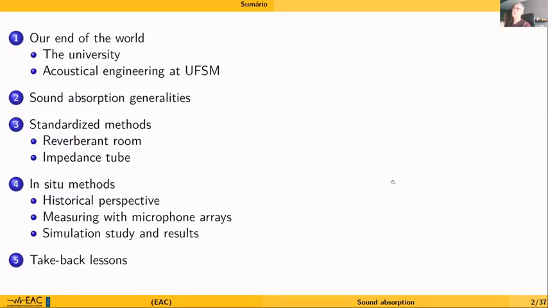For this talk today, I'll talk a little bit about our end of the world here in the university and the acoustic engineering program we have. It's mainly based on the acoustic engineering at Austral University in Chile. I'll talk a little about sound absorption generalities and a bit on the standardized methods, the reverberant room and impedance tube, and then I'll dive into the in situ methods, giving some historical perspective and recent projects using microphone arrays or arrays of receivers.